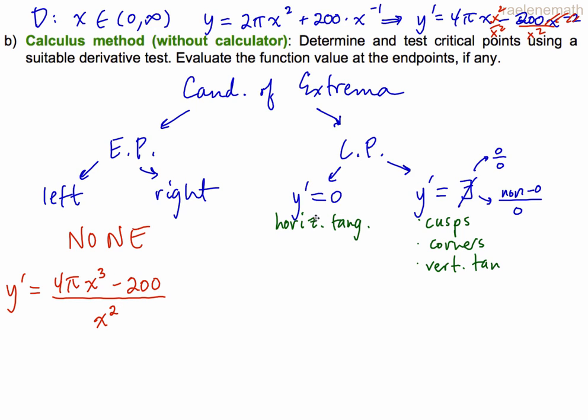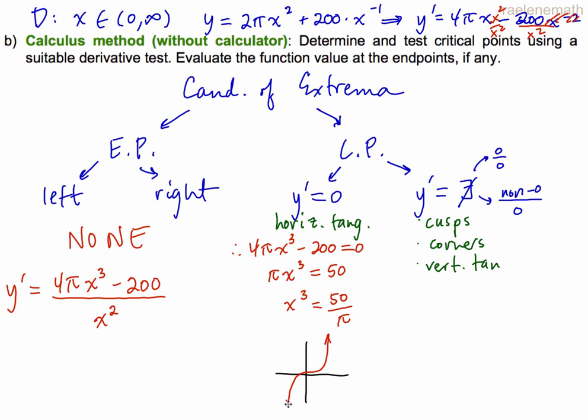And so if we want to solve y prime equal to 0, we have to make sure that there are no common factors in the top and the bottom, and there are not. So we simply solve 4 pi x cubed minus 200 equal to 0, which means 4 pi x cubed equals 200, or pi x cubed equals 50, and therefore x cubed is equal to 50 over pi. And thinking graphically about this equation, the x cubed graph is a one-to-one function, and we're intersecting that graph with a horizontal line at a height of y equal to 50 over pi.